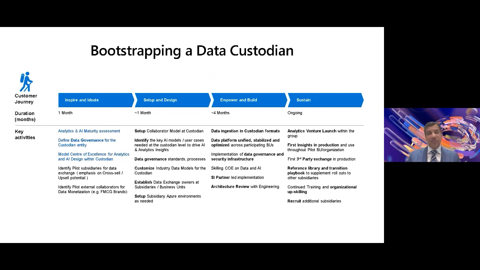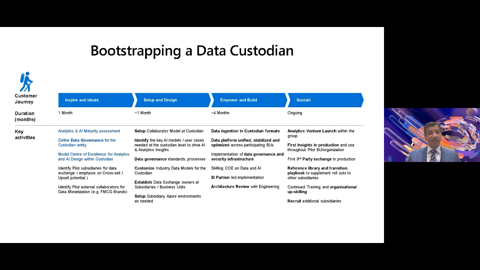We identify key AI models and use cases, and then put those data governance requirements into standards and processes, customize and establish that data exchange. And then obviously you have to set up the same data share models for the individual Azure subsidiaries, the individual subsidiary environments as needed. And then you get to the empower and build phase, which typically takes about a quarter. The fastest is about a quarter, because there's a fair amount of moving parts that need to get done.